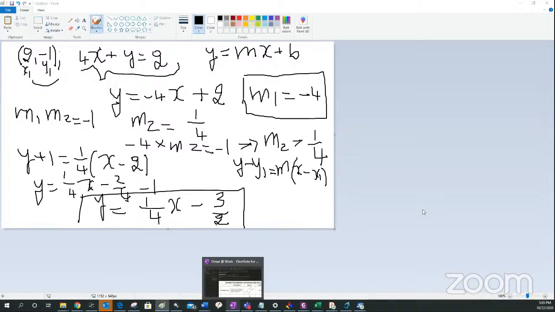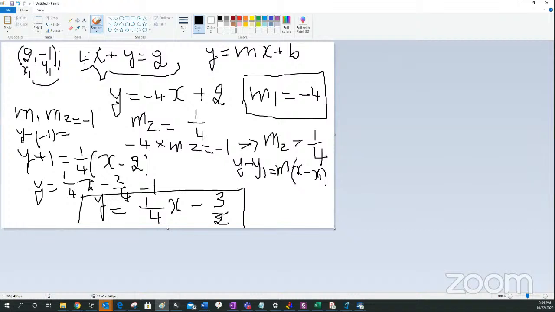Quick question. So you said it was y minus y1, right? Yes. You put y plus 1. Yes, because this y1 is minus one. So it would be y minus negative one. Maybe I jumped that section, right? So you have two and negative one, and the formula is y minus y1.